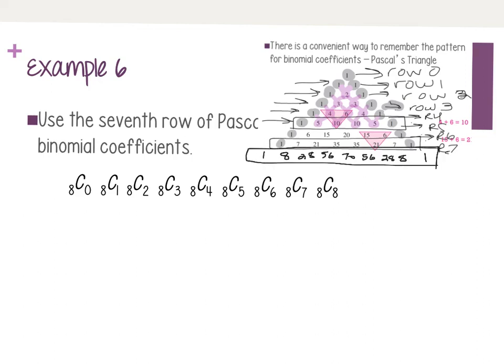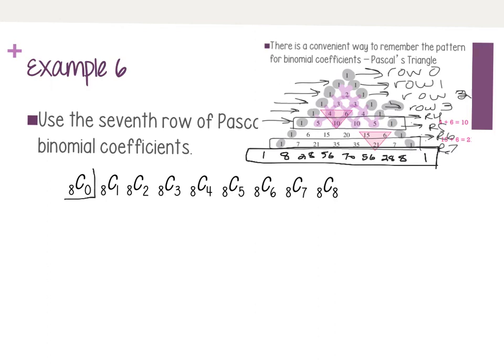That is row 8. Wait, how'd you do that? I added the numbers above it. It starts with 1, and then I added the 1 and the 7 to get the next one, the 7 and the 21 to get the next one, 21 and 35, 35 and 35, 35 and 21, 21 and 7, and 7 and 1. So you add the numbers in the row above that feed into it. You just build it down.